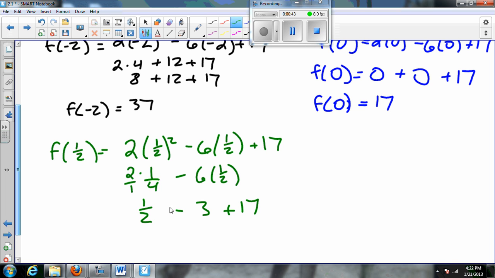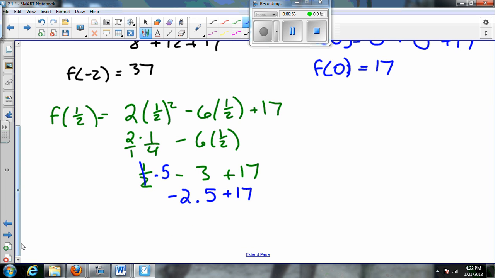Let's go ahead and change that to a decimal. It will make it a lot easier. 1/2 is now 0.5. 0.5 minus 3, that's negative 2.5 plus 17. So we get f of 1/2 becomes 14.5.